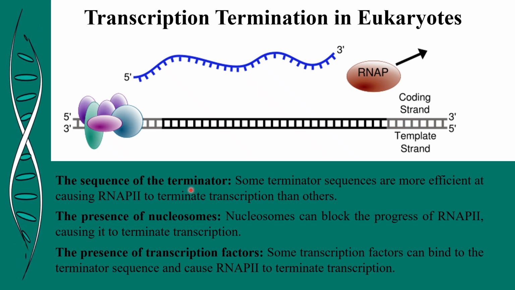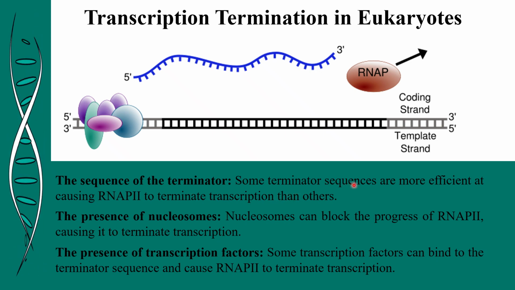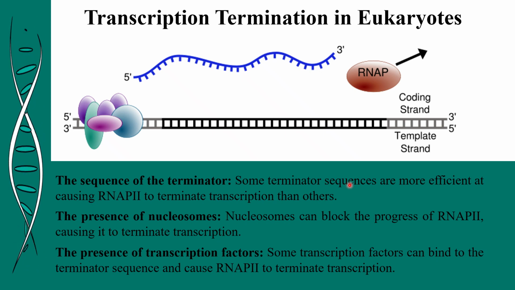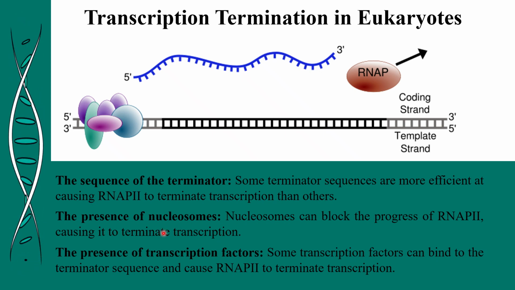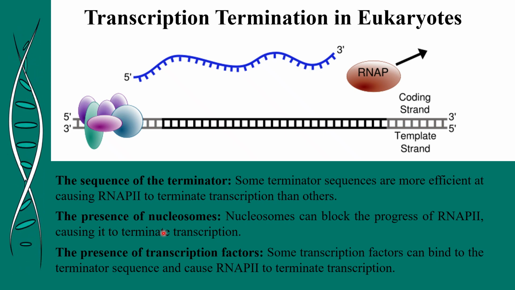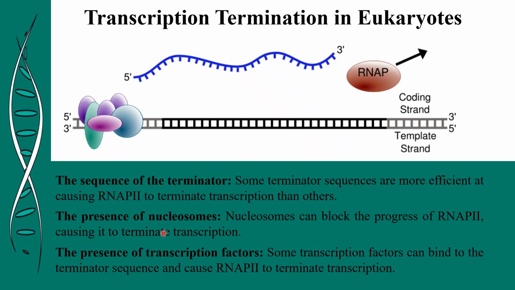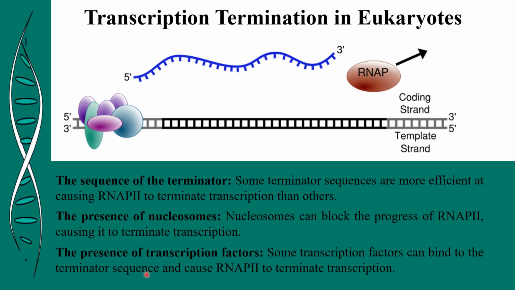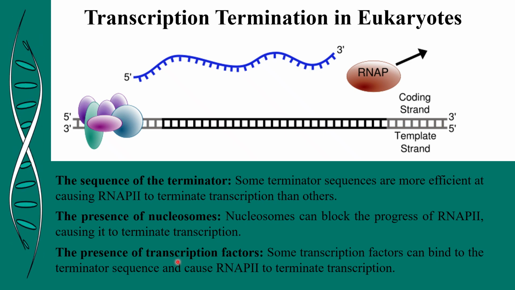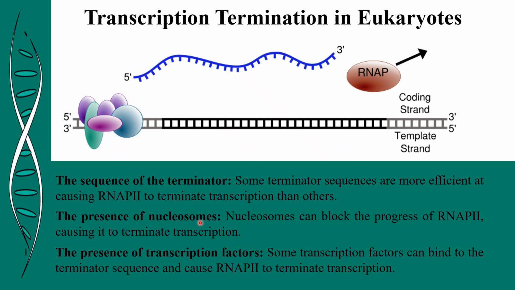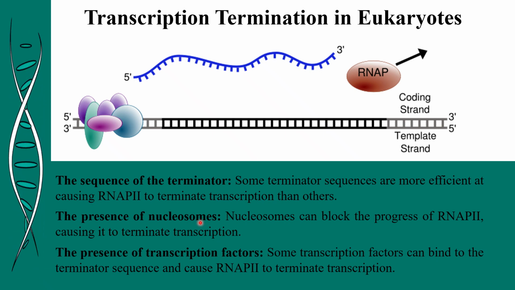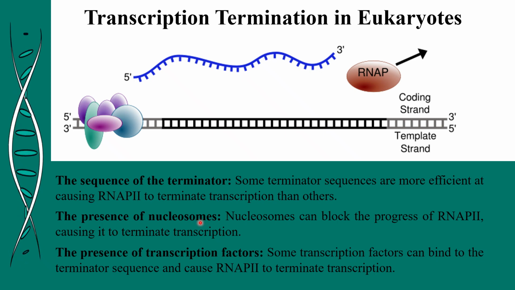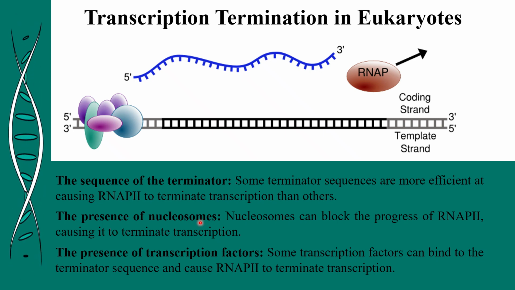This is the most common method, the first method, the terminator sequences. Most of the termination occurs by the terminator sequences. There are also other methods, that is the nucleosomes. The presence of nucleosomes may also lead to the dissociation of the RNA polymerases, and the termination will occur and release the RNA free. And there is also the presence of some transcription factors that also help in the process of termination, which will leave the RNA polymerase free and the RNA will be released.